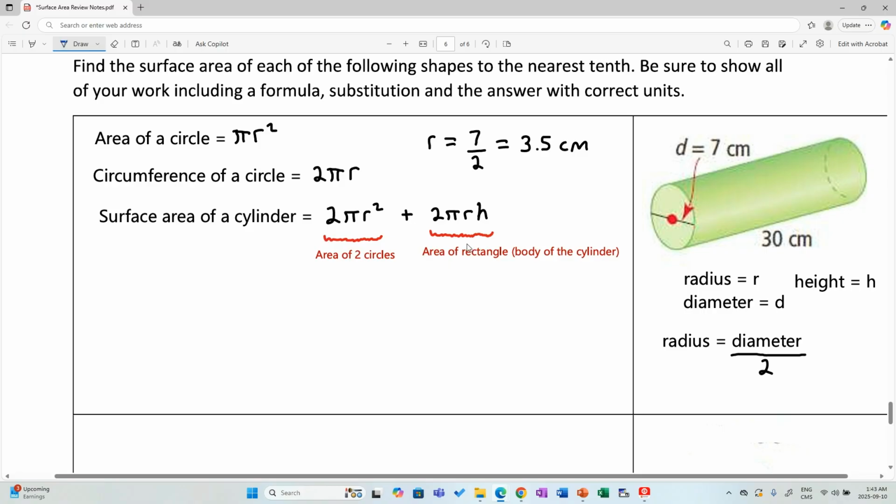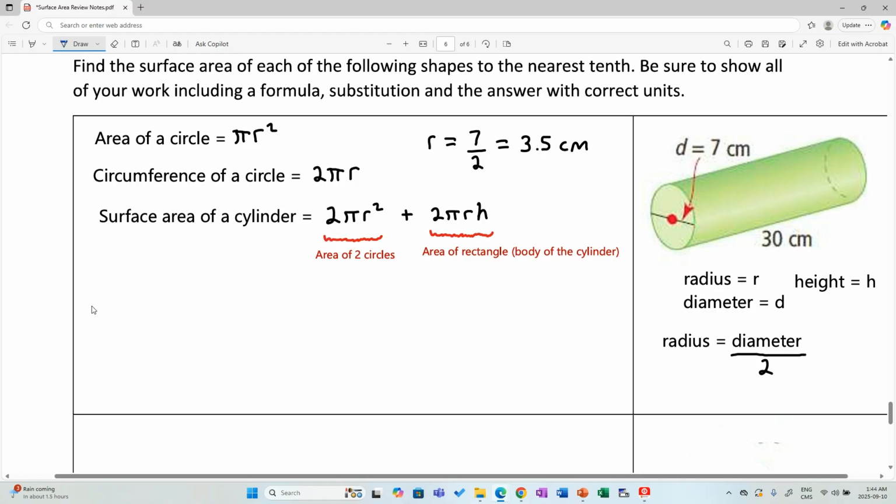If you recall from the net of a cylinder, the circumference of a circle is the distance all the way around here, and that's actually one of the lengths on my rectangle when it's shaped out as a net. And the height would just be 30. So I simply define the area of this body here of the cylinder. I simply compute with 2 times pi times radius times the height. And if I put it all together, I have all my formulas here and all the values.